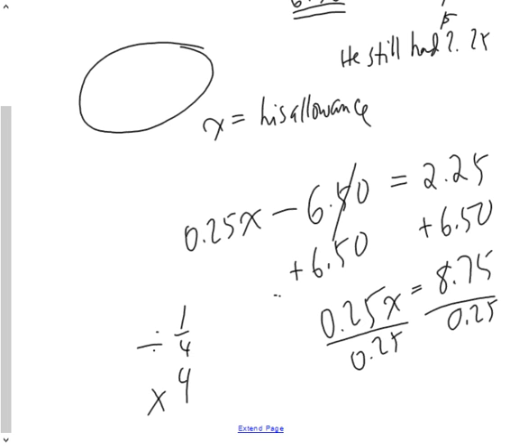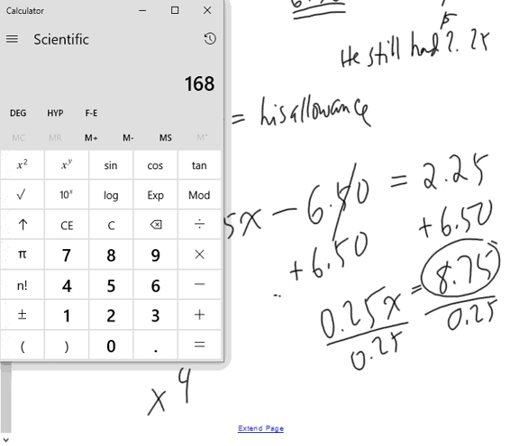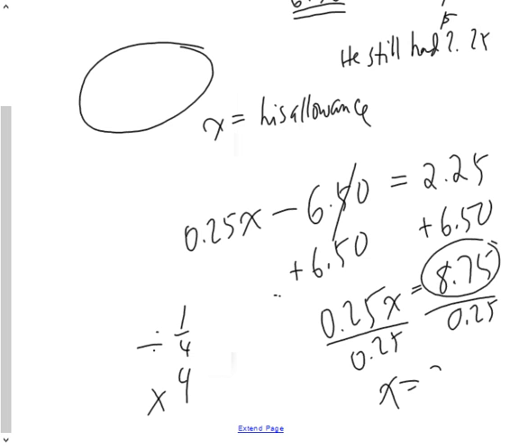So if you divide a number by 0.25, some people will say, well, why would it be bigger? Because dividing by a quarter is the same thing as multiplying by its reciprocal. So when you divide by a quarter, you're really multiplying this amount by 4. So when you take 8.75 divided by a quarter, or multiplying by 4, you get $35. So X equals 35.